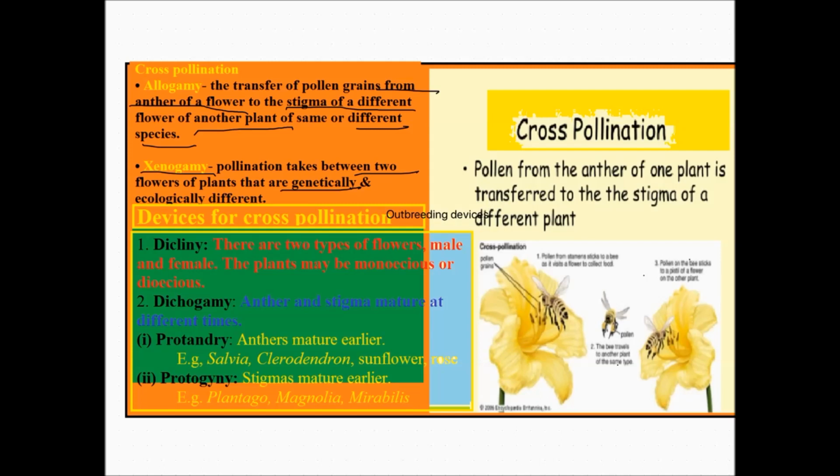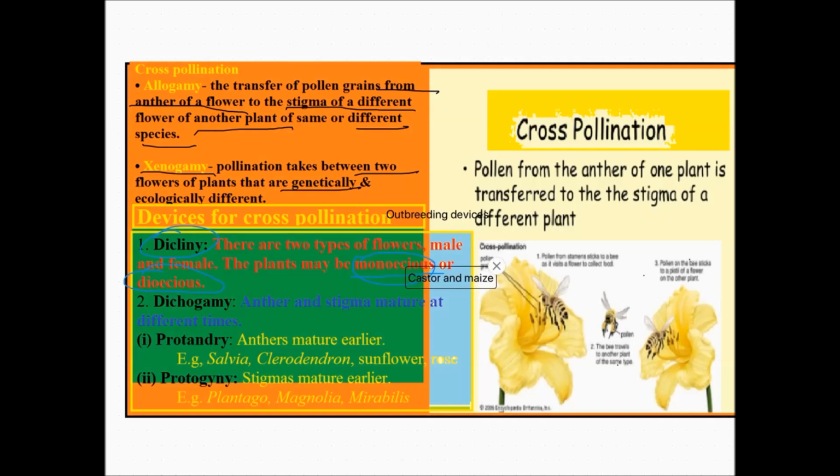Now first device for outbreeding is diclinism. Diclinism means a plant bears two types of flowers, male flowers and female flowers. On the basis of the presence of male or female flowers, the plant may be monoecious or dioecious. If both male and female flowers are present on the same plant, then it is called monoecious, like castor and maize.